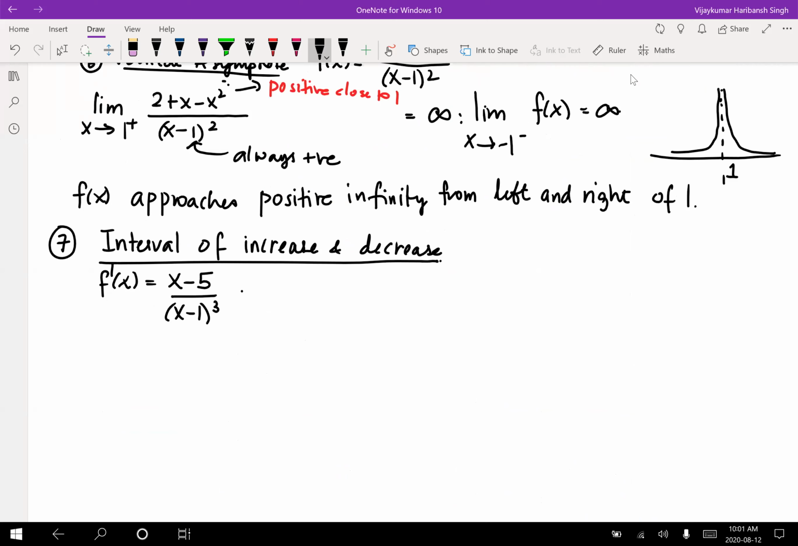Now we have f prime x equals 0 at x equals 5, and f prime x does not exist at x equals 1, when the denominator is 0. So note, I'll write the note in red. You don't need to write it when you're writing the solution, but it's important to note that 1 is not a critical number.